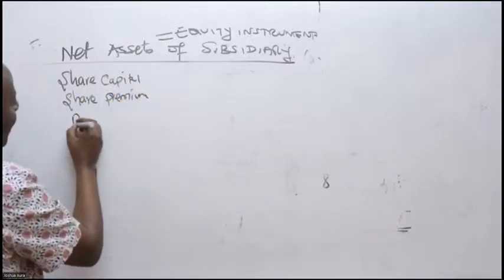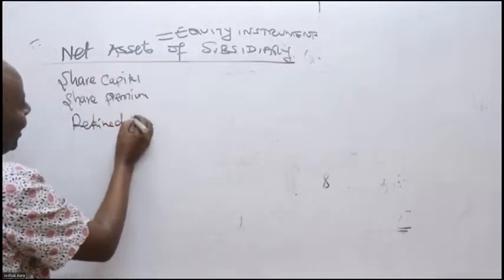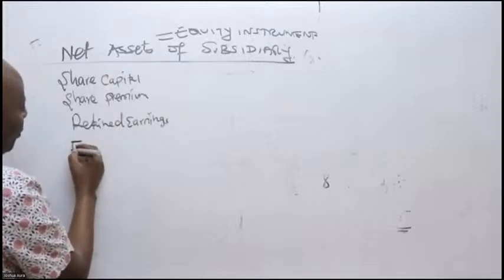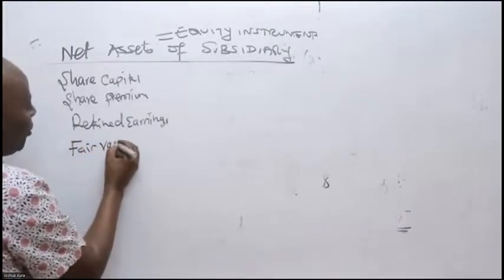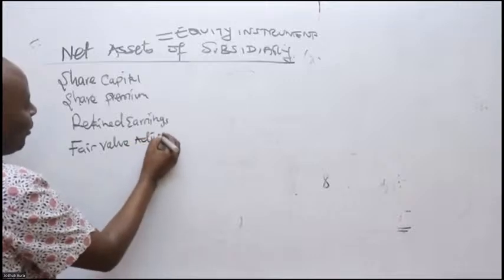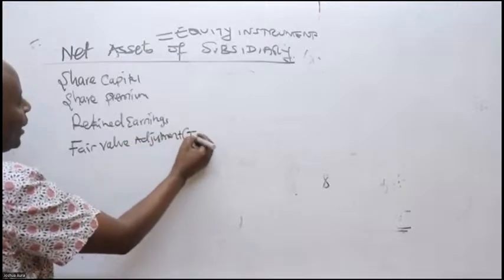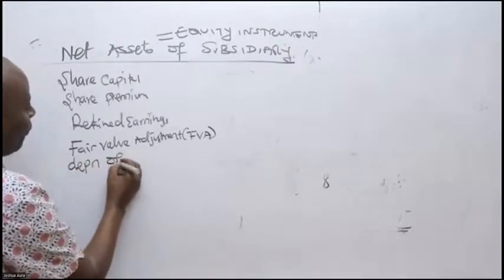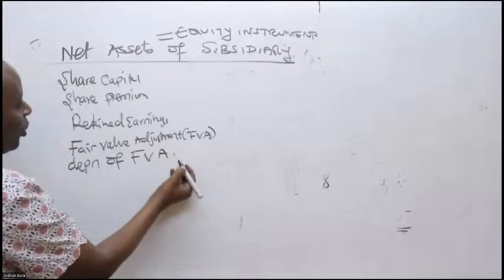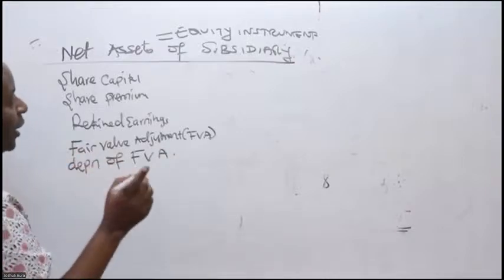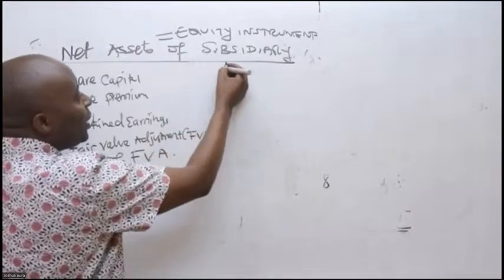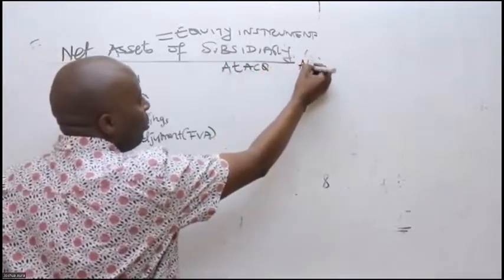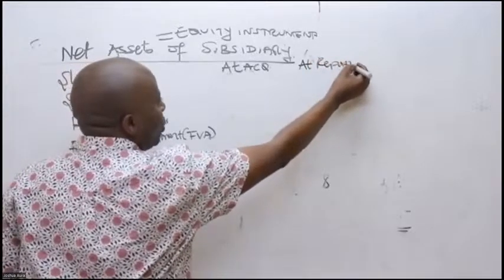We have in this case here the retained earnings. And then we have what we call the revaluations or the fair value adjustment, and then we shall be having what we call depreciation of fair value adjustment. Those four things. Listen, before you start writing, we shall get these net assets at acquisition and at reporting.